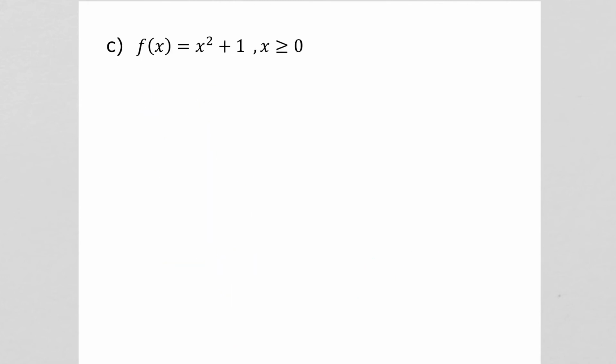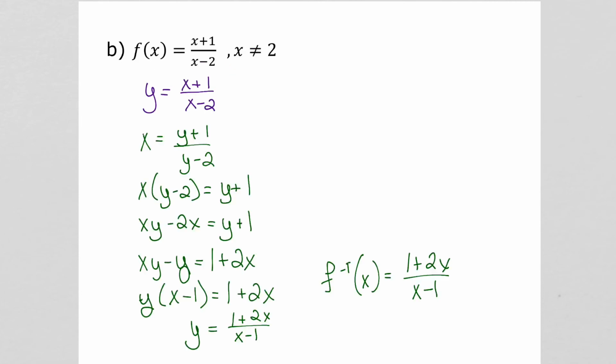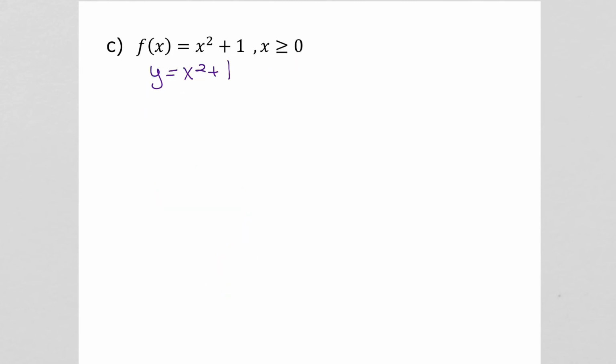And then one more example like this. Again, we have y equals x squared plus 1. Oh, let's go back and point out something real quick. This is saying where x is not equal to 2. So the inverse cannot be equal to 2 either, or it won't work. And then this one is saying where x is greater than 0, and we'll see why here in a second.